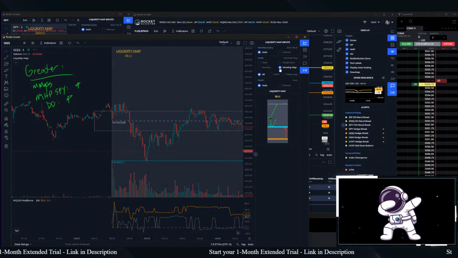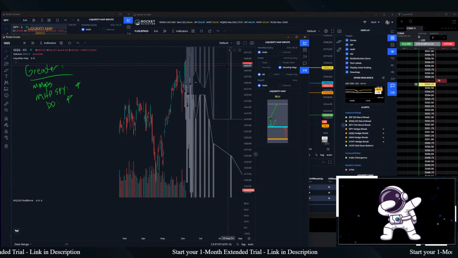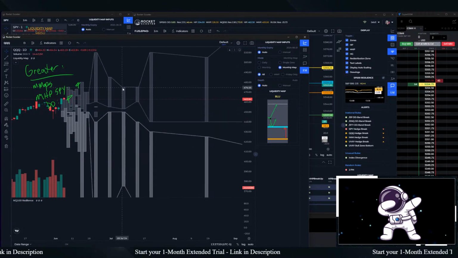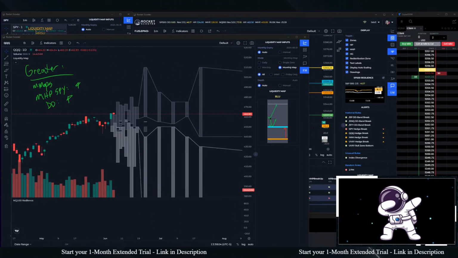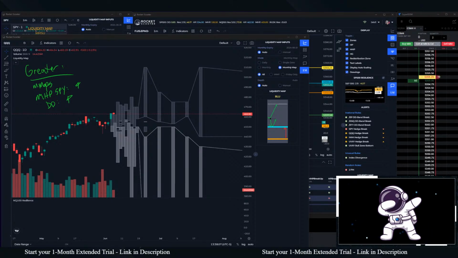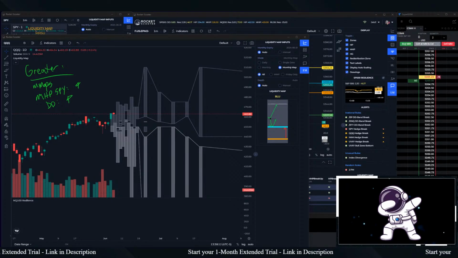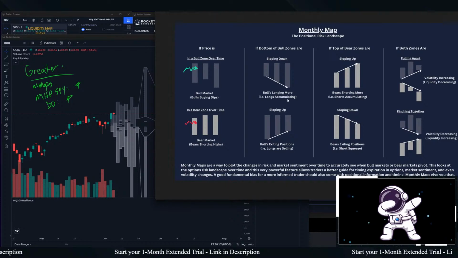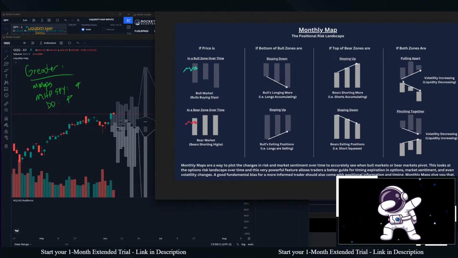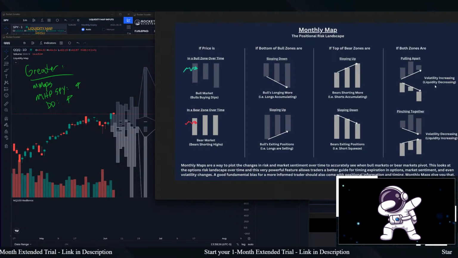Monthly map. Quickly, you have to decide bull zone. Does anyone have trouble reading monthly maps? I can go through that really quick. Monthly map on the cheat sheet, super easy. You're looking at 3 things. Is the bull side sloping down or up at the bottom? Is the bear side sloping down or up at the top? And is the market getting more volatile or more liquid as time goes by? Pulling apart, it's volatility increasing. Pinching together, liquidity increasing.